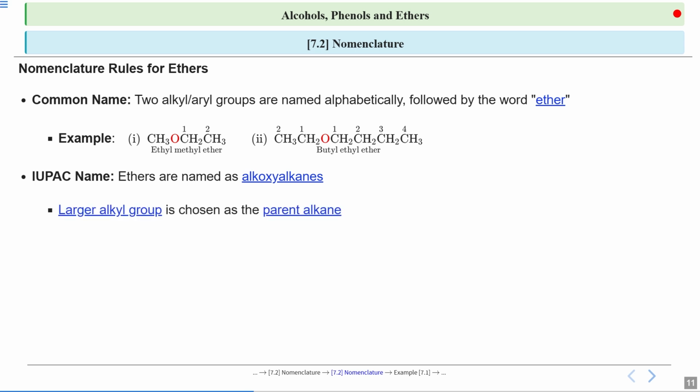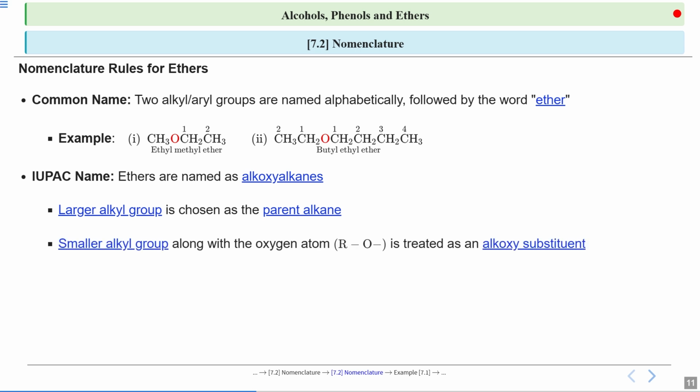That means we have two R groups, right? One you have to treat as the parent chain or parent alkane, and that depends upon the number of carbons present in that alkyl group. If the alkyl group has a larger number of carbons compared to the other alkyl group, then that larger alkyl group is chosen as the parent alkane. Then the smaller alkyl group along with the oxygen atom, RO, is treated as an alkoxy substituent. That's why we say that ethers are named as alkoxy-alkanes.